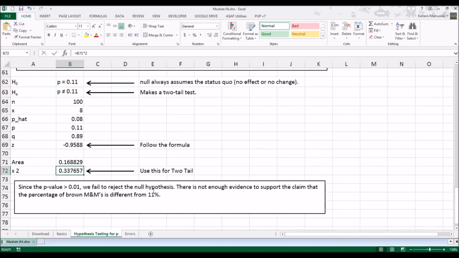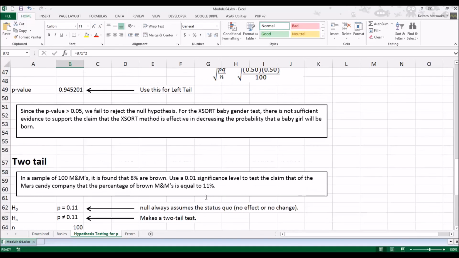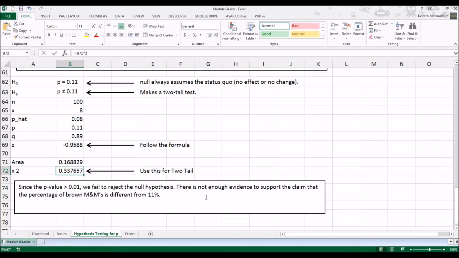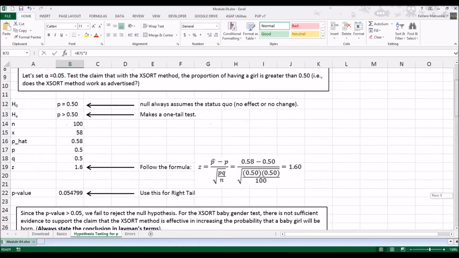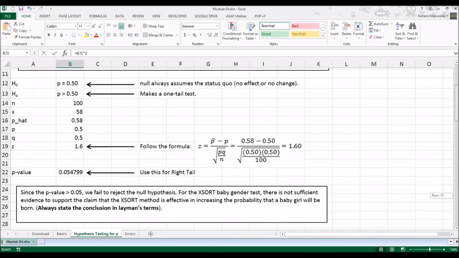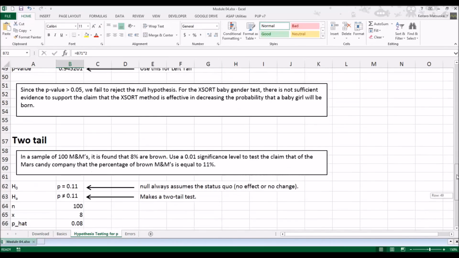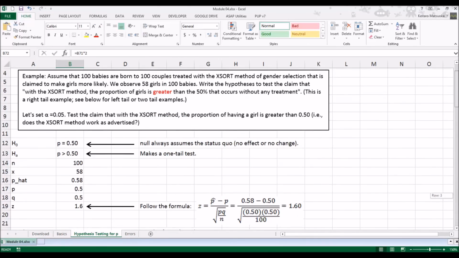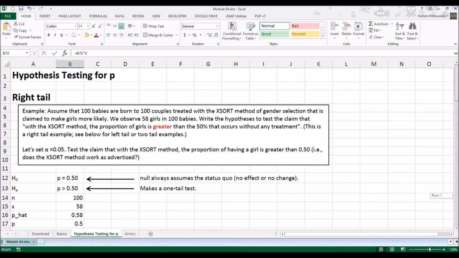What does that mean? So that means there's not enough evidence to support the claim that the percentage of brown M&Ms is different from 11%. So it seems that the Mars Candy Company's claim of 11% seems to be valid. So this was the example of right tail, left tail, and then two tail. So you should know when to use right tail, left tail, and two tail.